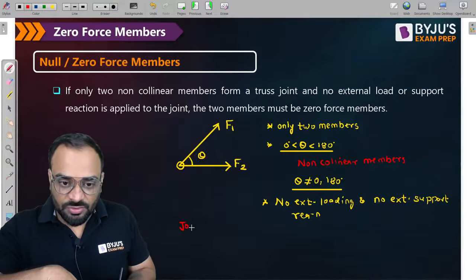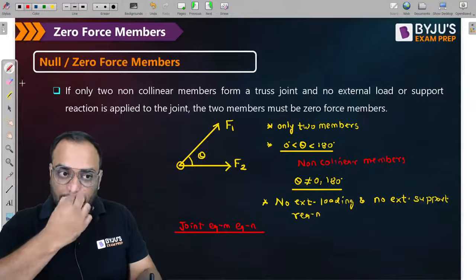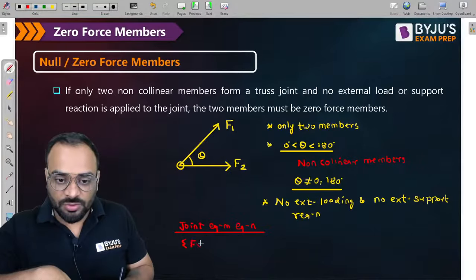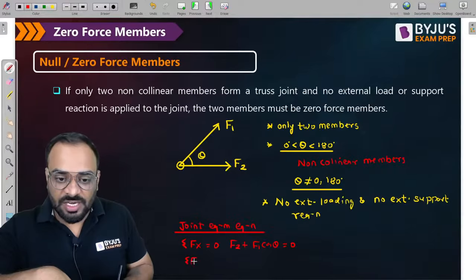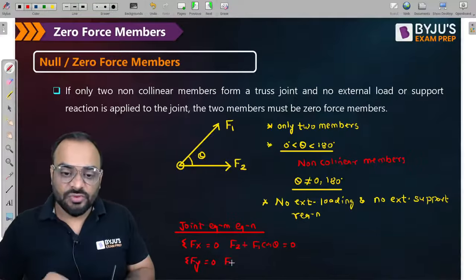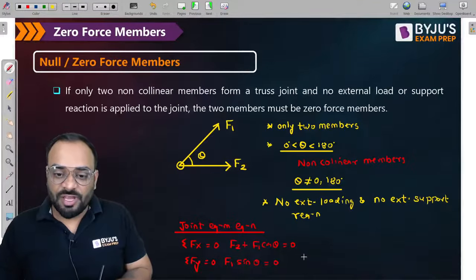So, let us write it down. Joint equilibrium equation. By using the joint equilibrium equation, we can write summation Fx is equal to 0. Summation Fx equal to 0 means F2 plus F1 cos theta is equal to 0. And the second equation, summation Fy is equal to 0. So we can write here F1 sin theta is equal to how much? It is equal to 0. So directly can I say, guys, the value of F1 will become 0. The value of F1 is 0.